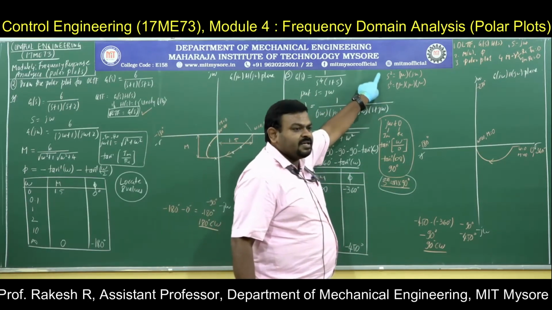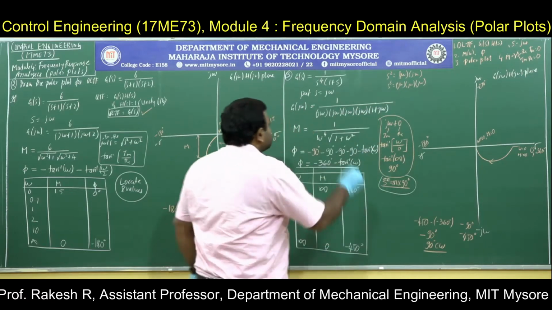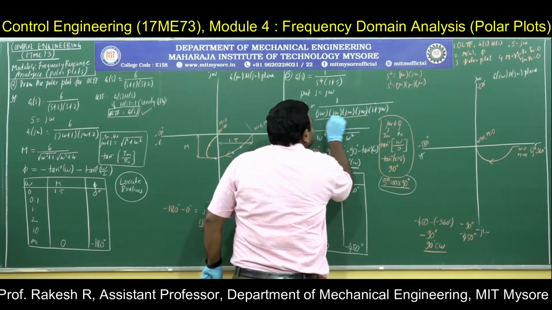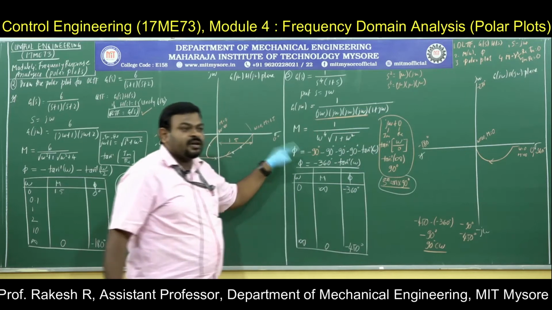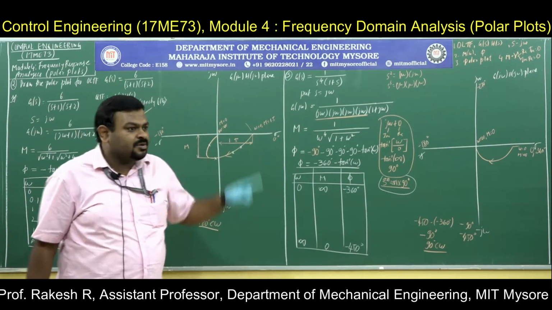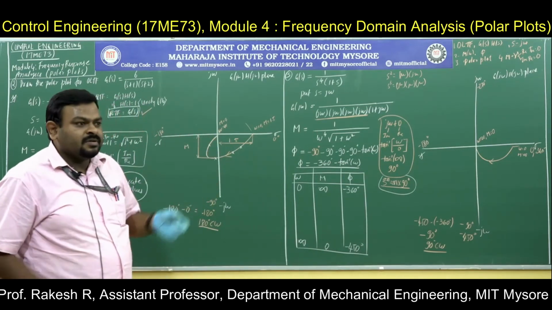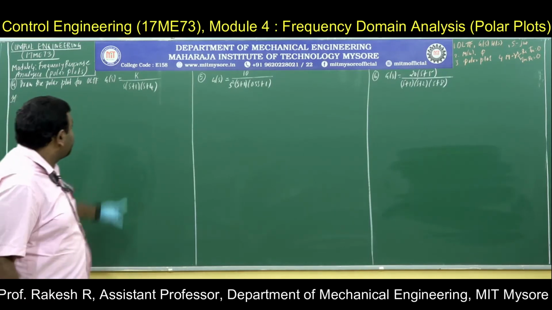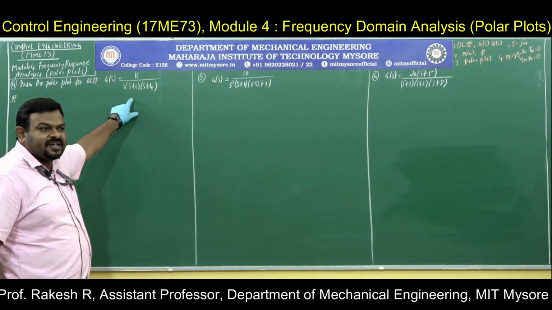This is very important. S square, j omega into j omega. This split up is important here. If you miss the split up, then you go wrong in phase angle calculations. So don't miss that. Again in the problem number 4, they have given the open loop transfer function directly.